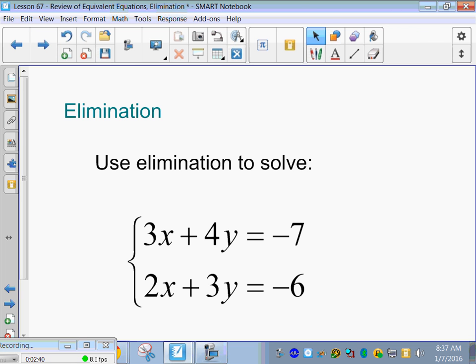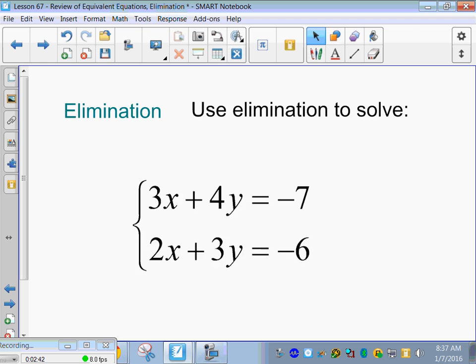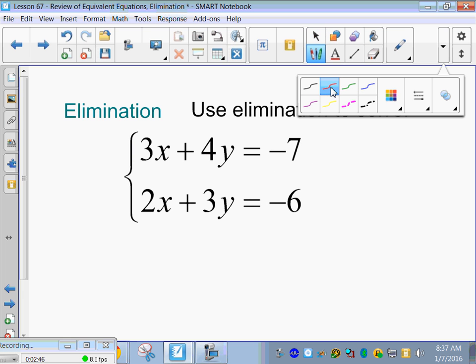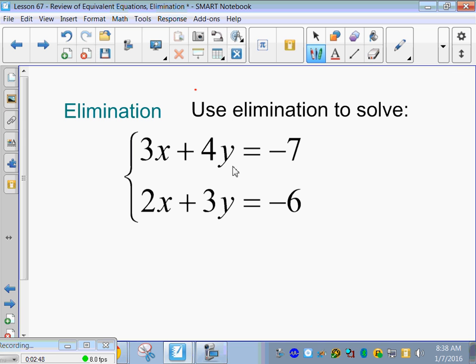Okay, elimination, you guys, is another method for solving systems. What's the first method that you guys learned? We've learned one way of solving systems already that are similar to this. What's the method called? You guys know? Substitution. Good. So in the past, we've used what's called substitution.